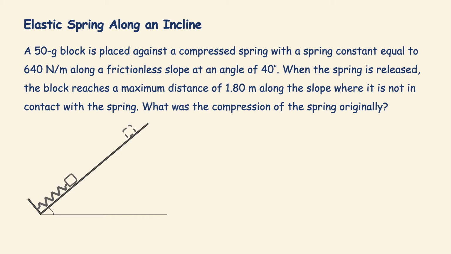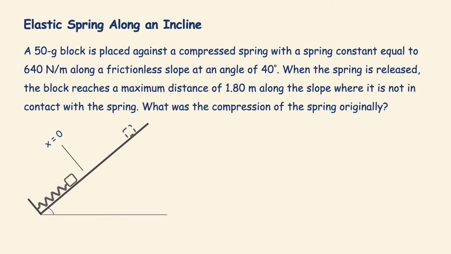Here's a problem of elastic spring along an incline. We have a 50-gram block placed against a compressed spring with a spring constant equal to 640 newtons per meter, and it's along a frictionless slope at an angle of 40 degrees. When the spring is released, the block reaches a maximum distance of 1.8 meters along the slope, where it is not in contact with the spring anymore. What was the compression of the spring originally?